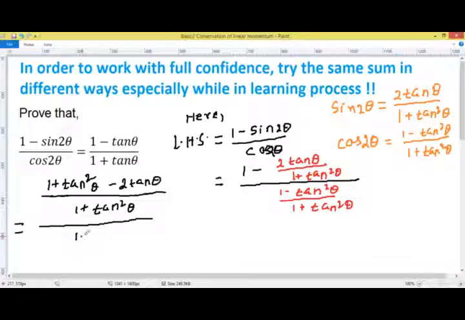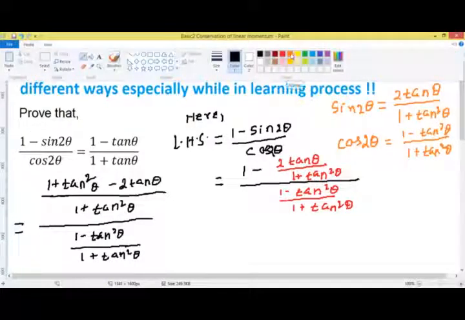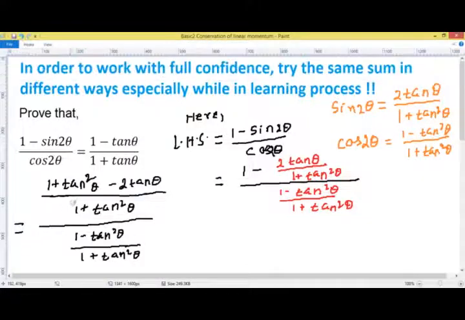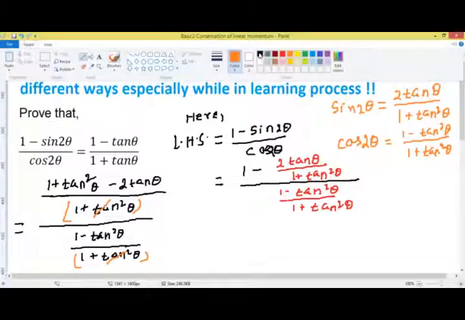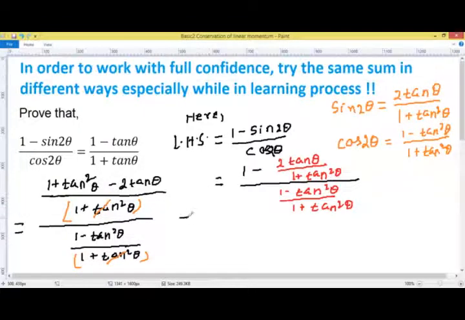So we can just write (1 minus tan square theta) divided by (1 plus tan square theta). Now compare the numerator and denominator. What you see here is that this is 1 plus tan square theta, and this is also divided by 1 plus tan square theta. So algebraically these two terms will be cancelled out.